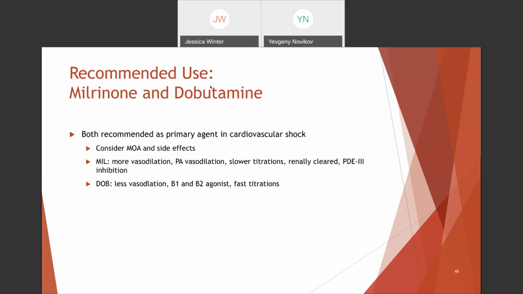However, when you're thinking about patients to use it in, most patients that have cardiogenic shock because of a secondary shock state, like septic shock, we see that a lot, then the Surviving Sepsis guidelines actually recommend using dobutamine over milrinone because it's just less vasodilation when you have another distributive shock state going on concurrently.